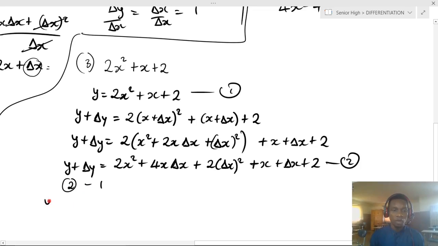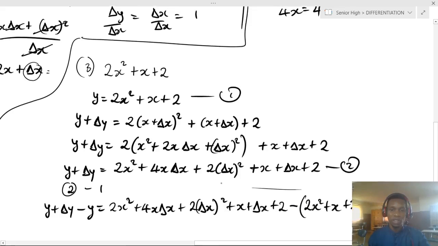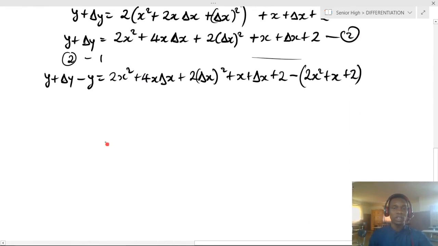And that'll be what? y plus delta y minus y is equal to everything here. That's 2x squared plus 4x delta x plus 2 delta x squared plus x plus delta x plus 2. Wow, this is a very long work. And then minus, we have what? Put it in brackets, 2x squared plus x plus 2. I know my face is blocking that side, so let me just move my screen up a bit. Okay, so we have this going up. Now let's continue our solving.